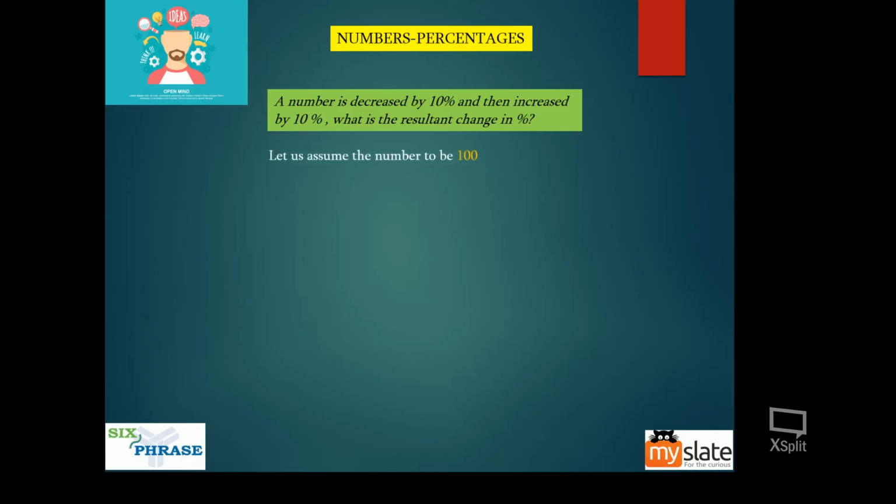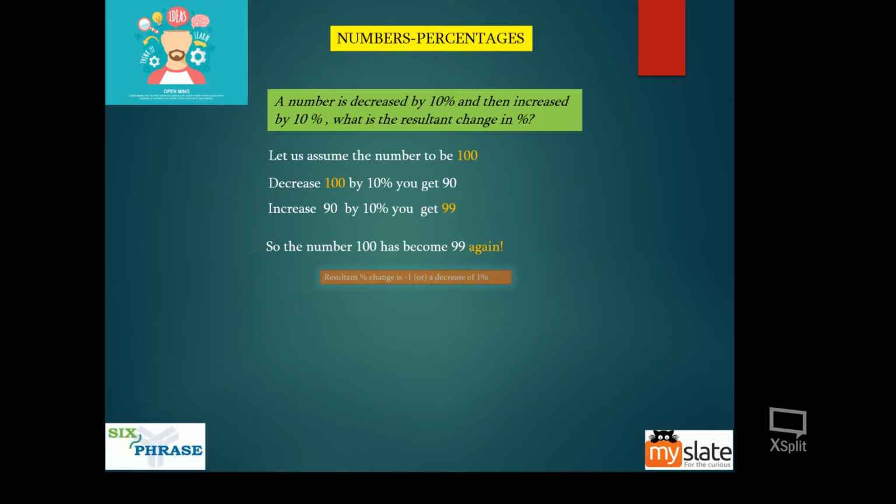So again, we'll assume the number to be 100. I'm going to decrease 100 by 10 percentage. You know, 10 percentage of 100 is 10. So if I subtract 10 from 100, you will get 90, and then increase 90 by 10 percentage. Now what is 10 percentage of 90? It is 9. If I add it to 90, I'll get 99. So again, the 100 has become 99 again. So what is the resultant percentage change? The resultant percentage change is minus 1, or a decrease of 1. So it doesn't matter whether you decrease first or increase first, the result will be the same.